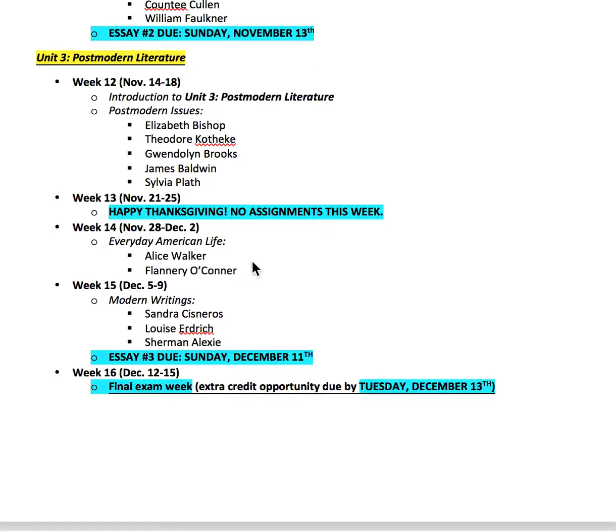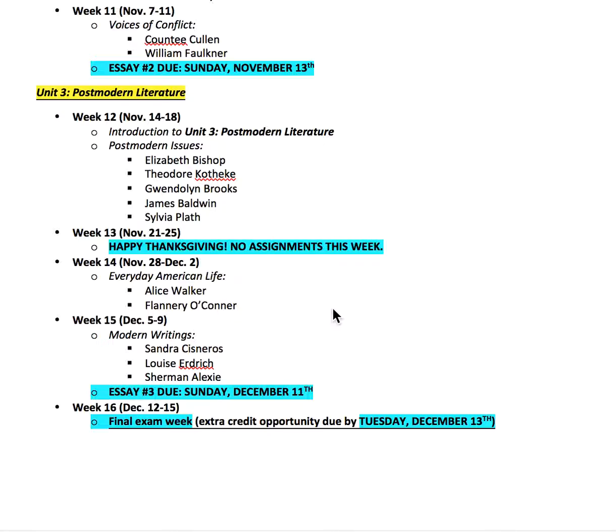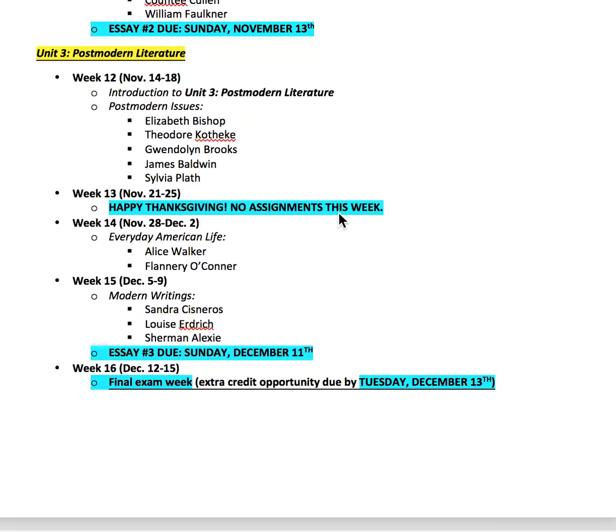We're going to be looking at this unit, because this is a shorter, fall is always a bit shorter. This unit is going to be kind of jam-packed because it is the end of the course. But we're looking at 4 or 5 different authors. Again, these are often like Gwendolyn Brooks is a single poem, so there's not as much as it seems. But we're going to be doing postmodern issues in general with these 5 authors. And then the week of Thanksgiving, I won't give you any assignments because it's Thanksgiving and you guys should go have a break.